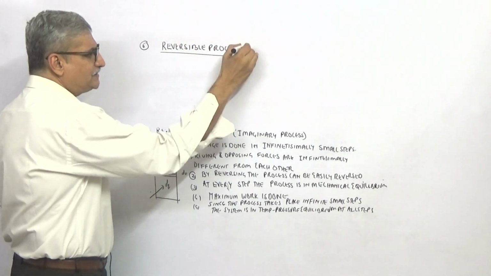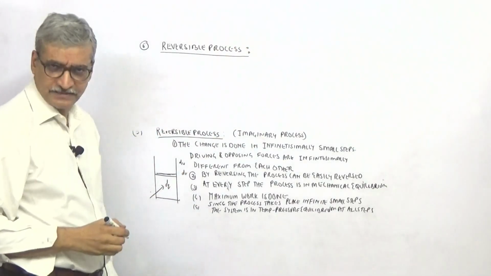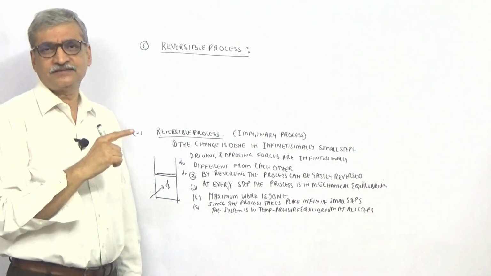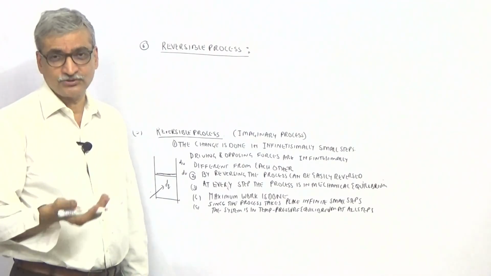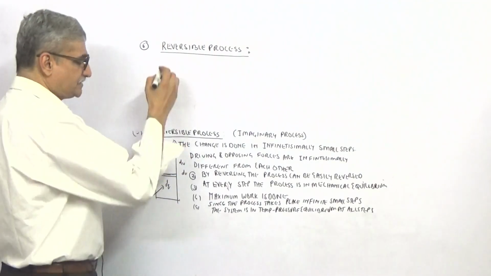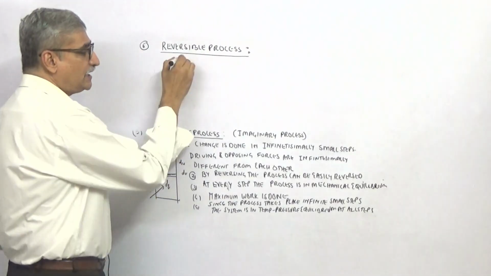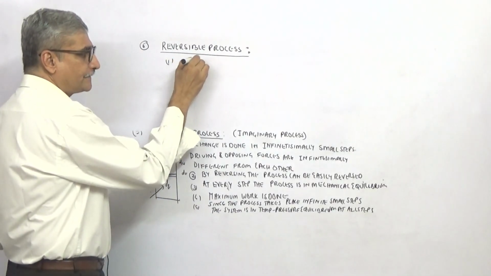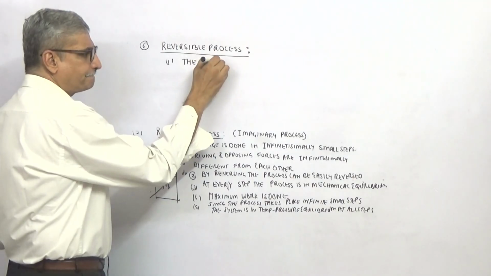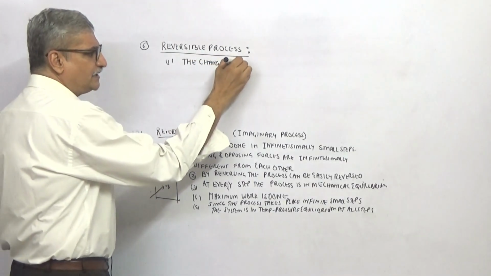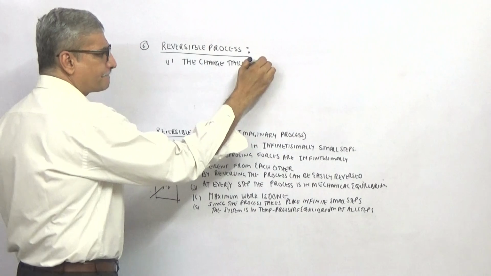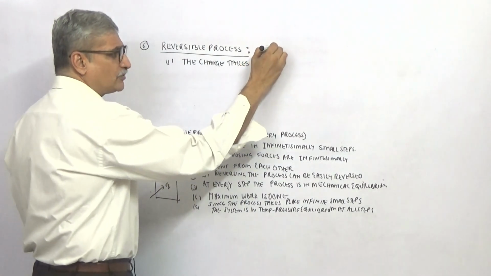So what happens in an irreversible process is, it is not imaginary, it is an actual process. What happens in that? First of all, the change takes place in large steps. The change takes place. It is an actual process, not imaginary.